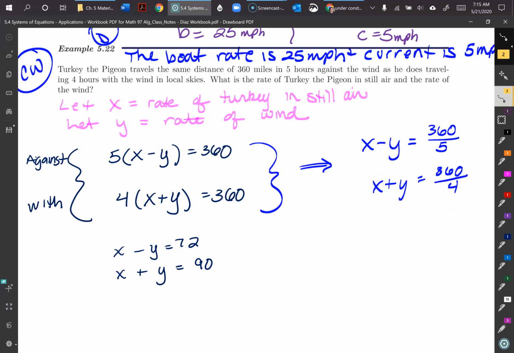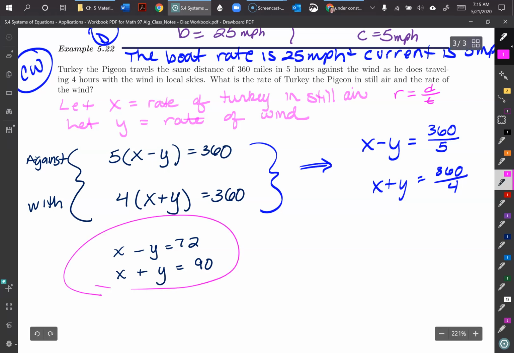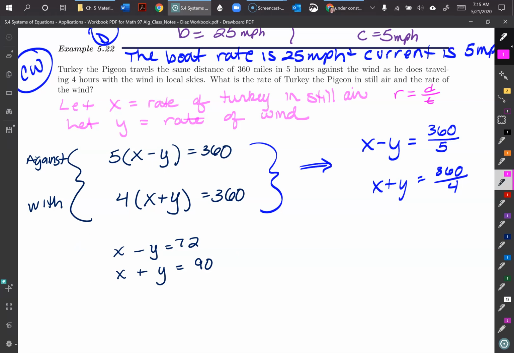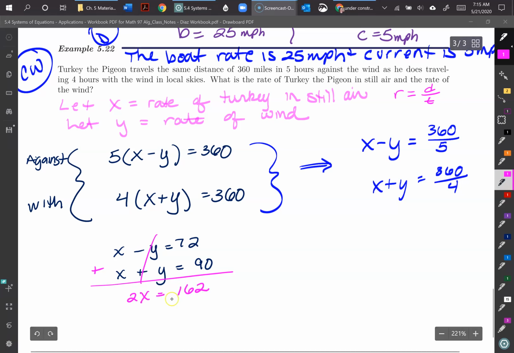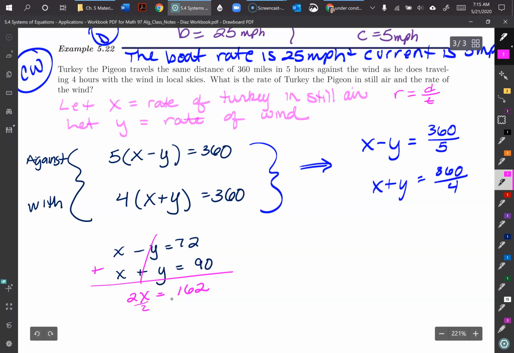You can also think of this, you could jump right here because rate equals distance over time. So you actually don't even have to set up your equation like that. You could set it up immediately this way if you wanted, if you were okay with that. Now we're going to add and eliminate the y's, right? So we would have then 2x equals 162, divide both sides by 2, and we get x equals 81.